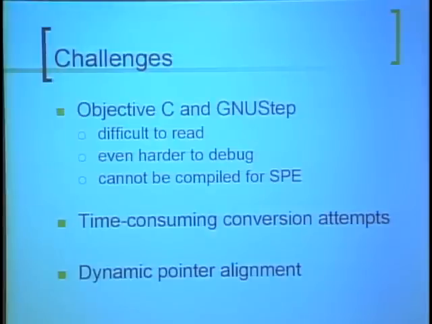Another problem we had was dynamic pointer alignment. In Objective-C, most of the objects are stored as dynamic pointers, and basically in Objective-C there's also no malloc align or anything of that nature, so we couldn't really transfer any of the objects from the Objective-C memory area to the SPUs to work on the data and then send them back.